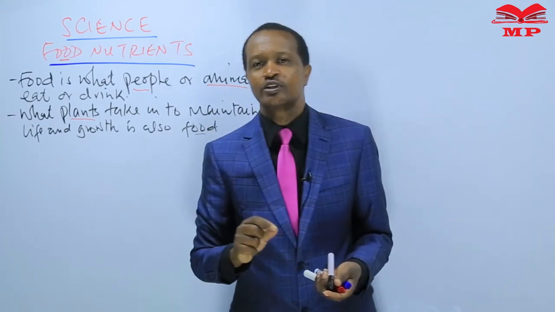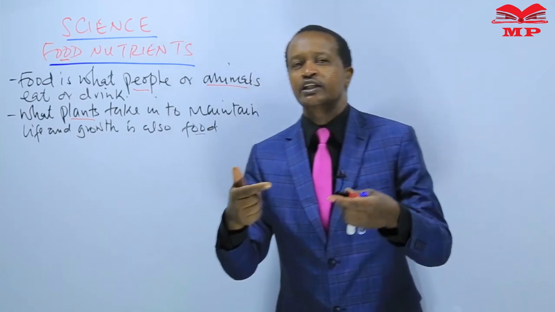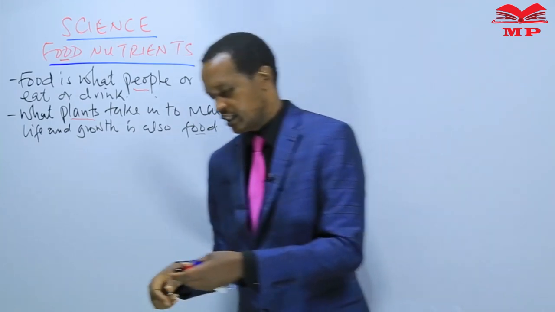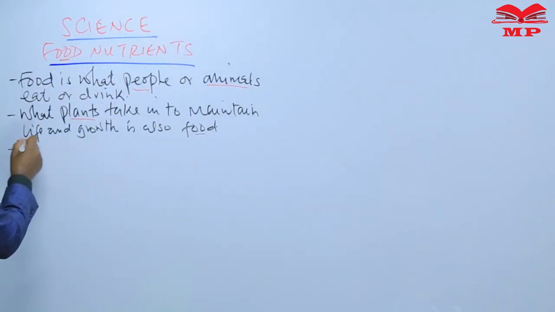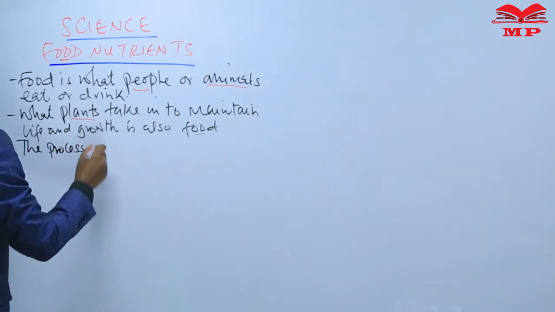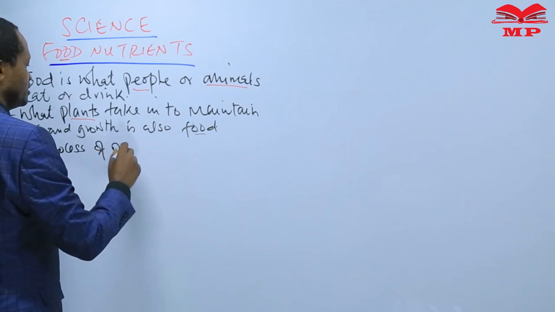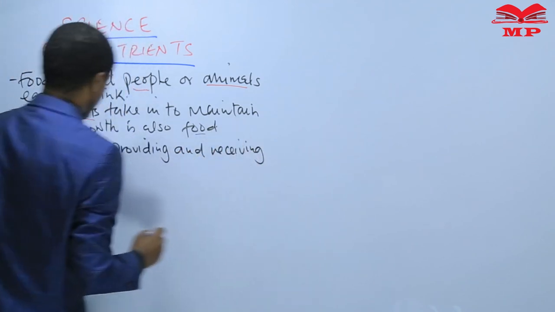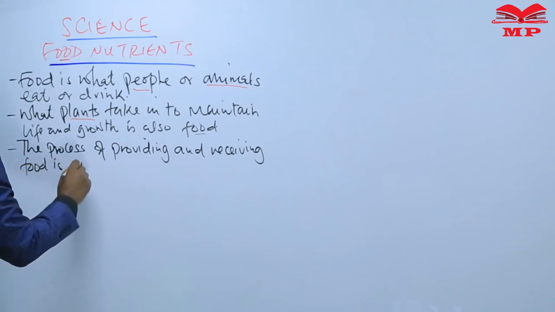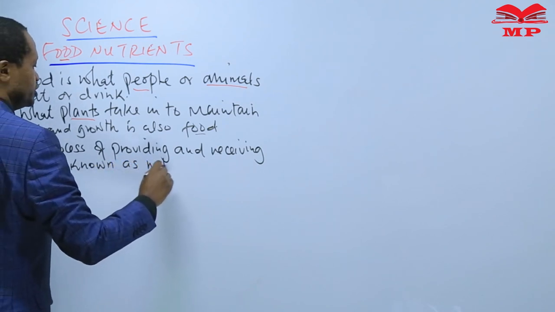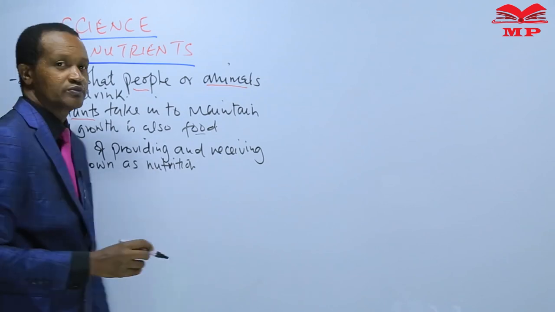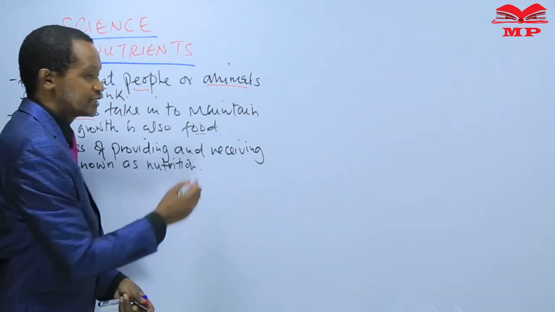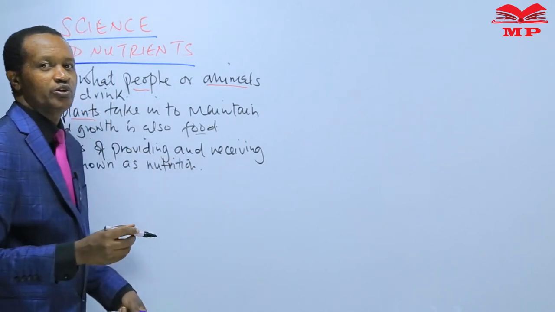So learners, the process of providing or receiving food is called nutrition. The process of providing or receiving food is called nutrition. I want you to write down, the process of providing and receiving food is known as nutrition. From the word nutrients, we get the word nutrition. And an expert in nutrition is called a nutritionist.